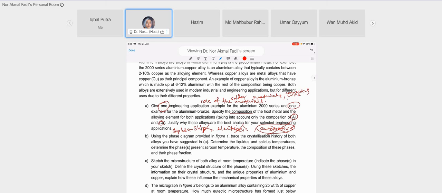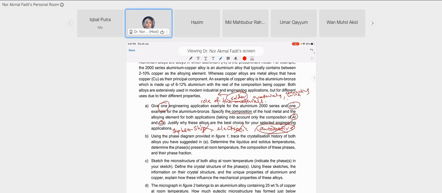So let's say the solder materials. What is it? It provides diffusion bonding between the electronic component and the circuit board. So what properties make it suitable? One is conductive, another is low melting temperature. Something like that. The same goes for aluminum bronze. What is the application? Make sure you choose the application because you highlight the properties that serve the function.